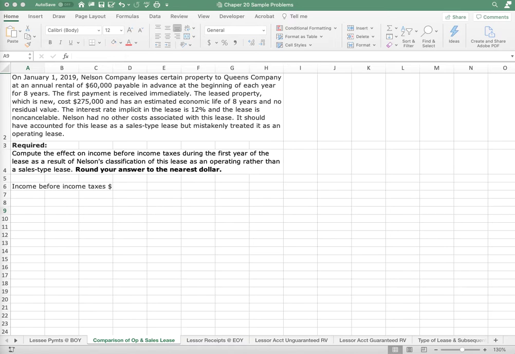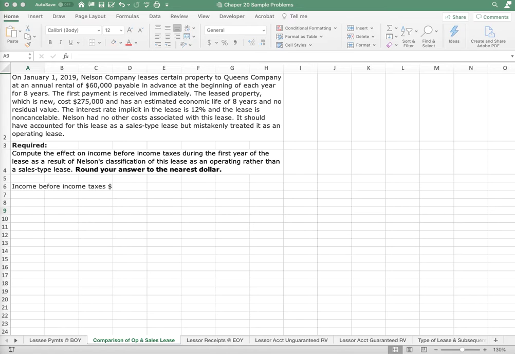The leased property, which is new, costs $275,000 and has an estimated economic life of 8 years and no residual value. The interest rate implicit in the lease is 12%, and the lease is non-cancelable. Nelson had no other costs associated with this lease. It should have accounted for the lease as a sales type lease, but mistakenly treated it as an operating lease.